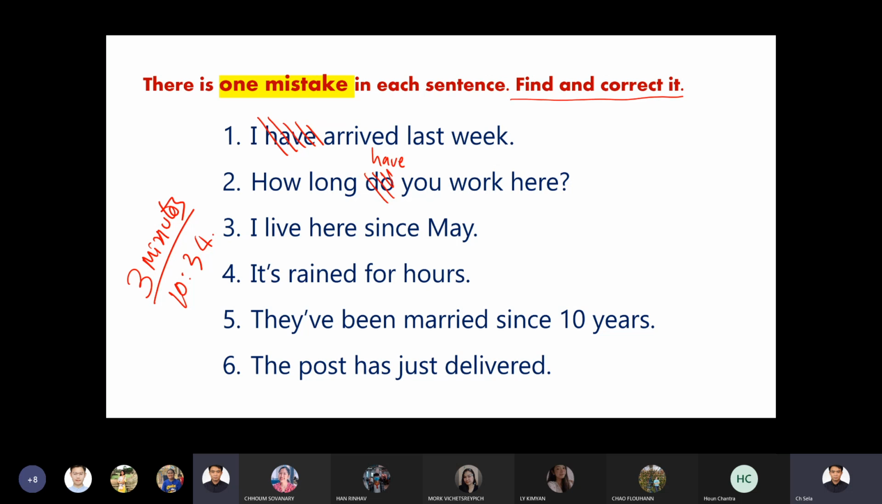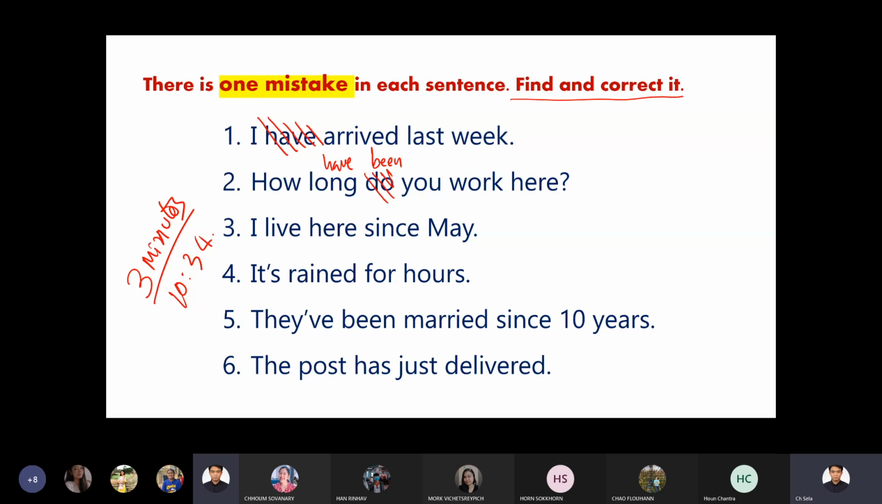How about the next student? Please speak in English. Change do to been. Oh, change do to been. Not sure. Okay. We don't have the form. Even if you put have here, we don't have the form like that. So both answers are not correct.